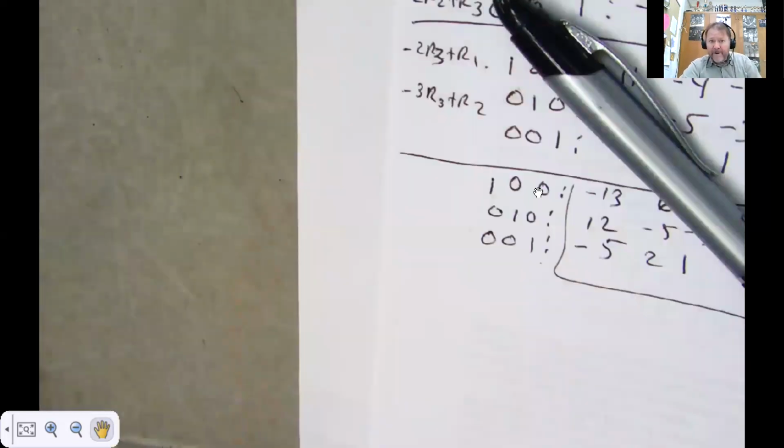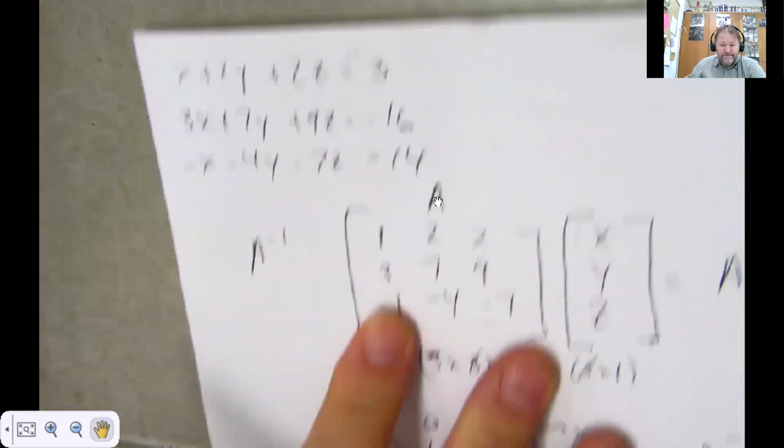Okay, that's a wrap. So that's the third part, which is how do you use the inverse to solve a system of equations. Here was our original system right there.